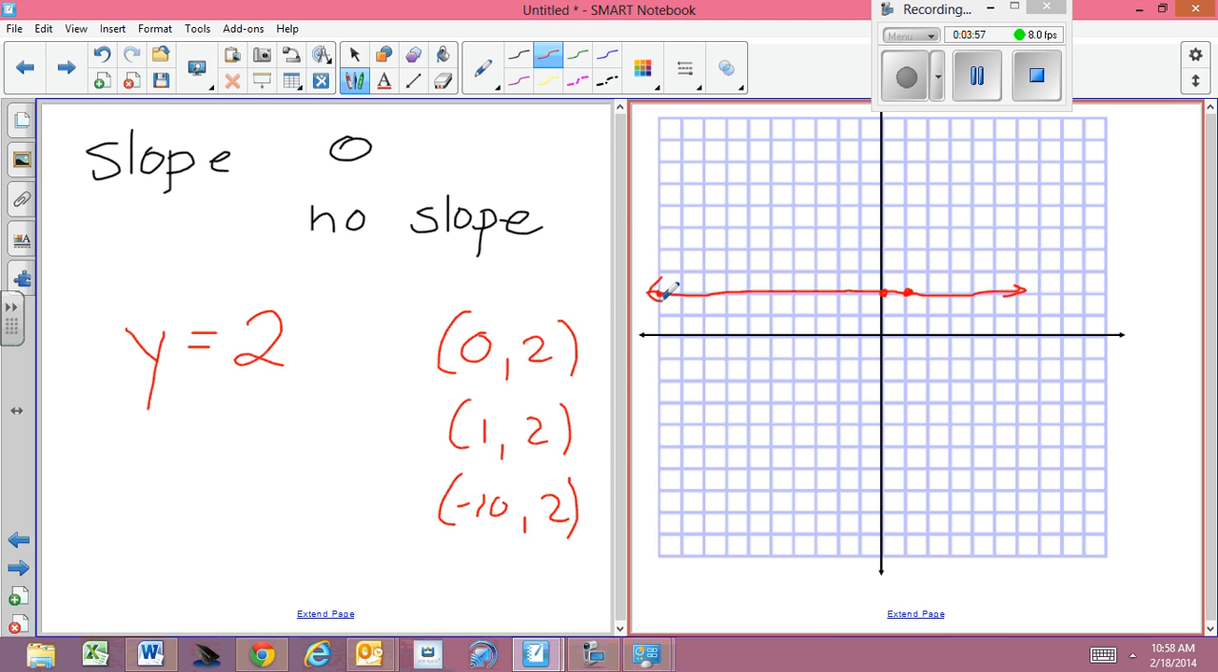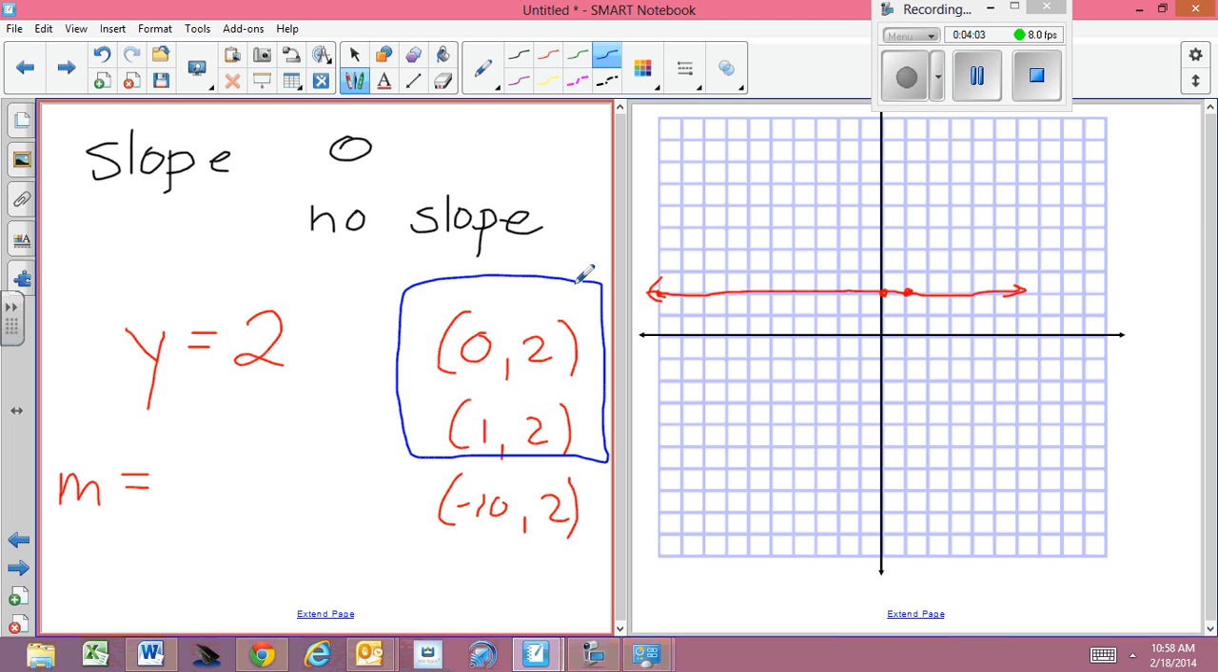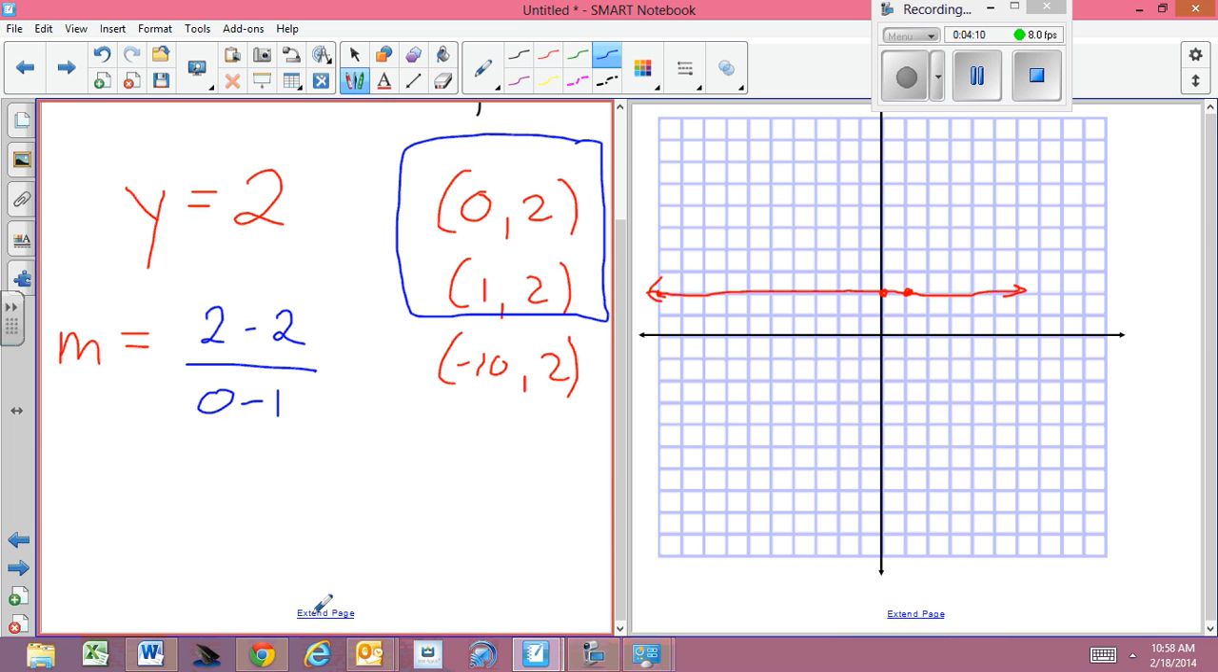Now what's the slope of a horizontal line? Let's use our slope formula. Change in y over change in x. I'll just pick these 2 points. It doesn't matter which 2 you pick. Change in y over change in x. 0 divided by anything is just 0. So the slope of any horizontal line is 0.